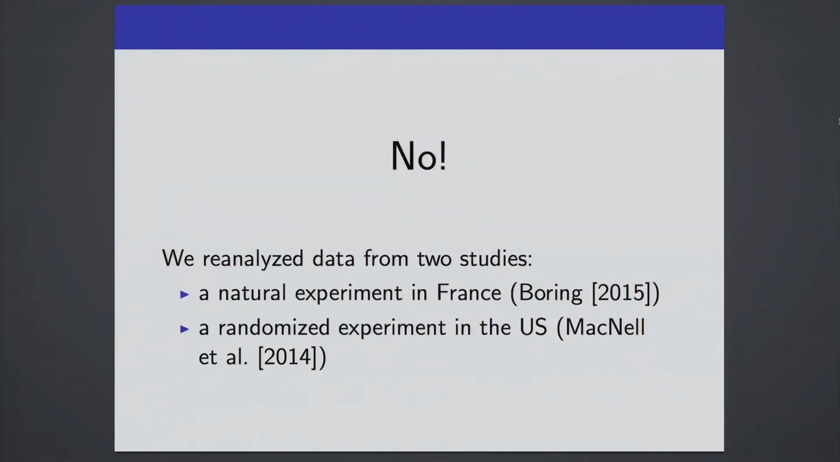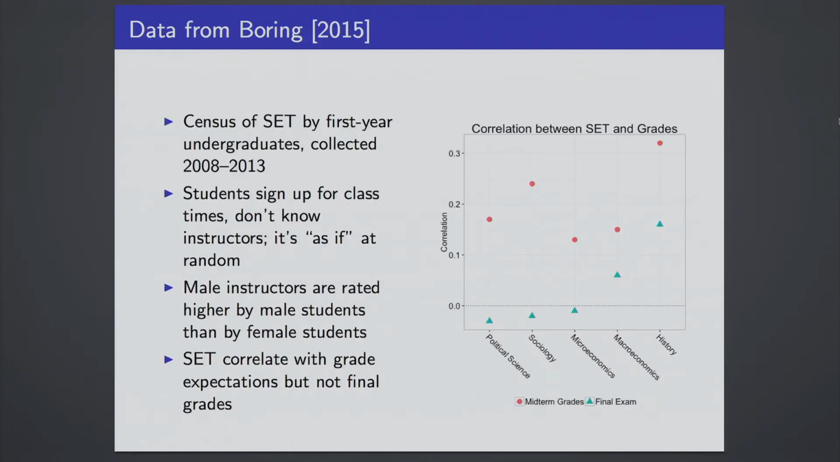We took 2 existing data sets and we did a reanalysis of them. The first was Anne's data from her university in Paris, and the second was a randomized experiment that was done here in the US. So Anne's data was a census of teaching evaluations over 5 years. It was all the first-year undergrads at her university. And when students signed up for classes, they didn't know which instructors they were going to get. So it was sort of a natural experiment. We found some interesting stuff in the data.